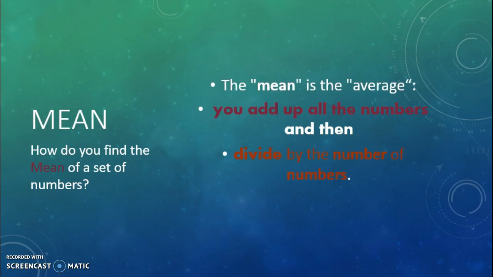Have you ever been asked to find the mean or the average of a set of numbers? Well, that's what we're going to talk about today in the lesson. How do you find the mean or the average of a set of numbers? Well, I'm going to tell you. You're going to add all the numbers together and then divide. You're going to divide by the number of numbers. Let me show you how this works.